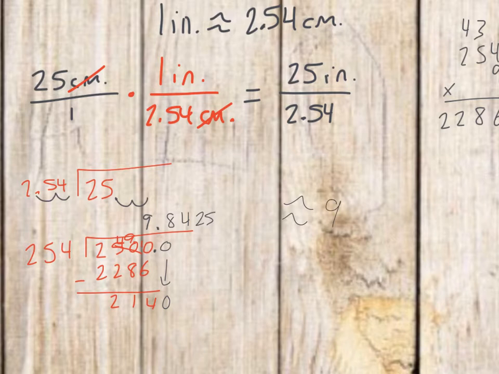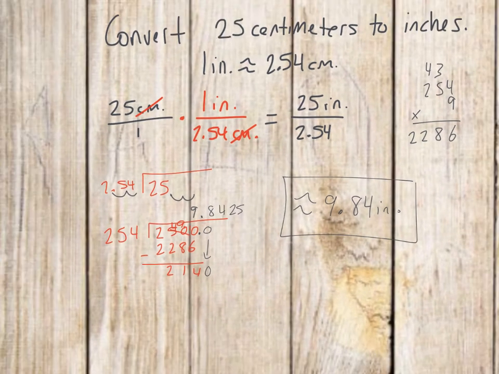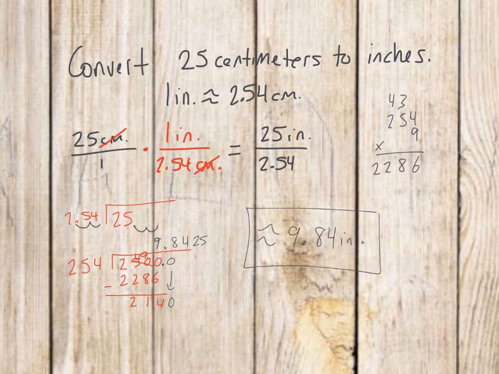approximately 9.84. And what's our units? Well, remember we were trying to get rid of centimeters and be left with inches, so it's inches. There you go. 25 centimeters is approximately 9.84 inches.